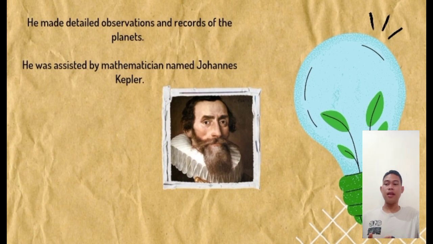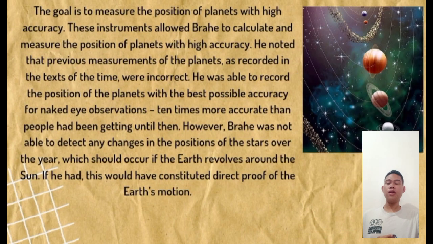He made detailed observations and records of the planets. He was assisted by the mathematician Johannes Kepler, who is shown in the picture. The goal is to measure the position of planets with high accuracy. These instruments allowed Brahe to calculate and measure the position of the planets with high accuracy.